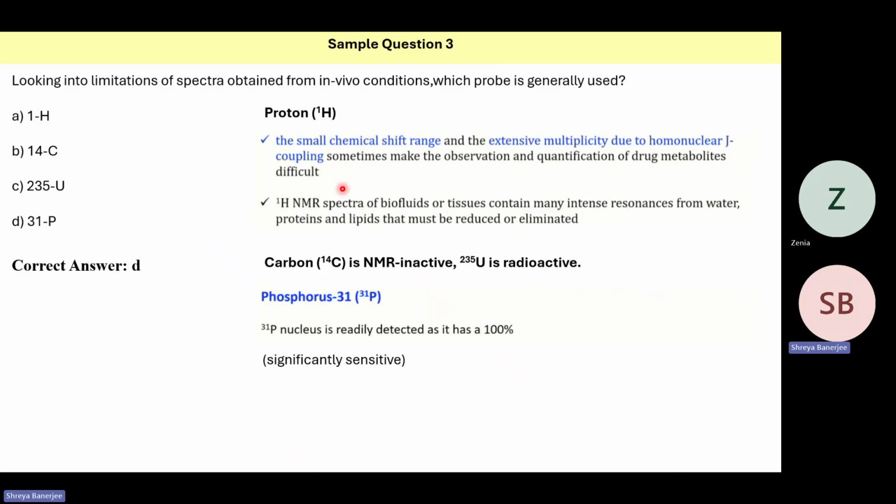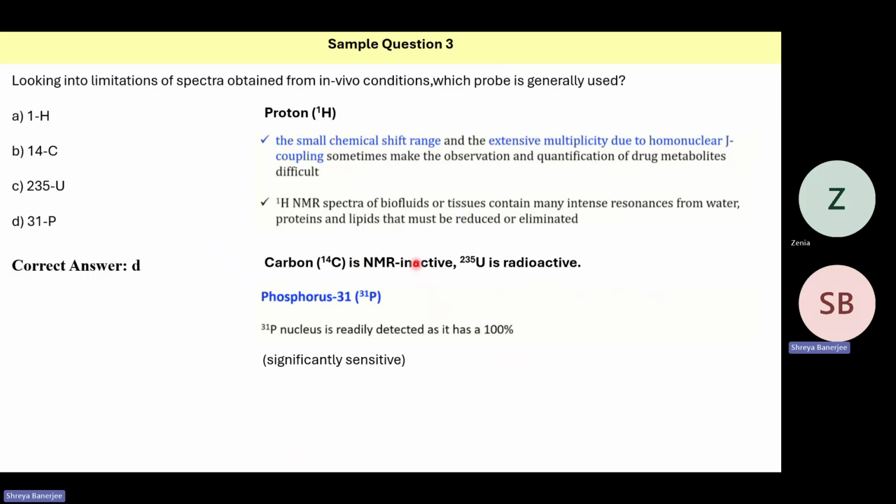Also, in 1H, there can be confusion with the water signals from biofluids or signals from protein and lipid that are naturally occurring in the body that also contain 1H. So these are a lot of limitations of 1H.